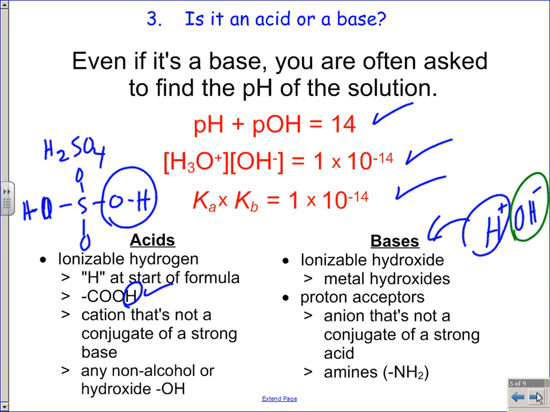That's a base function. So anions that aren't a conjugate of a strong acid, and also amines, which are a functional group that's often on organic molecules that can do this same thing. So watch out for those types of things.